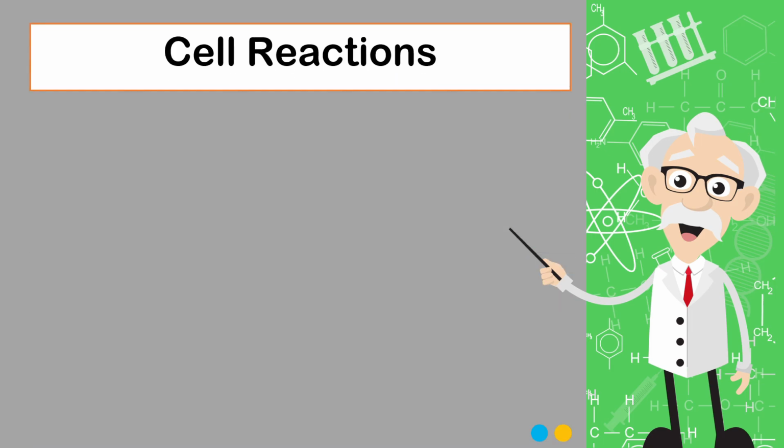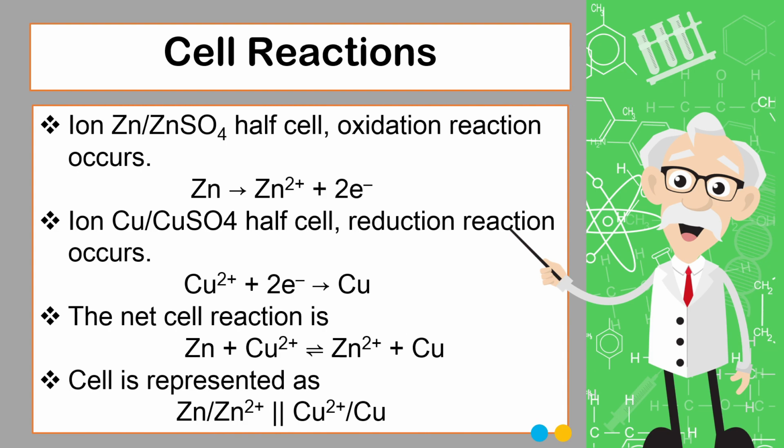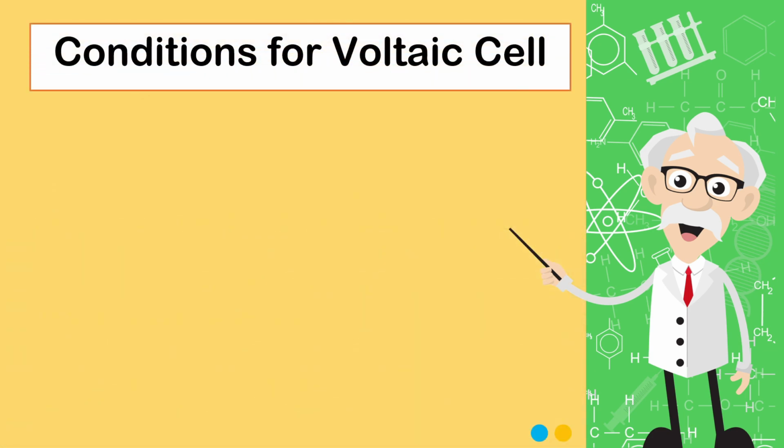The cell reactions. Yes, the most important part of the Daniell cell are the cell reactions. Let's have a look over them. In the zinc half cell, the oxidation reaction occurs. In the zinc there is oxidation, and in the copper the reduction reaction occurs. Let's move further to see what happens.